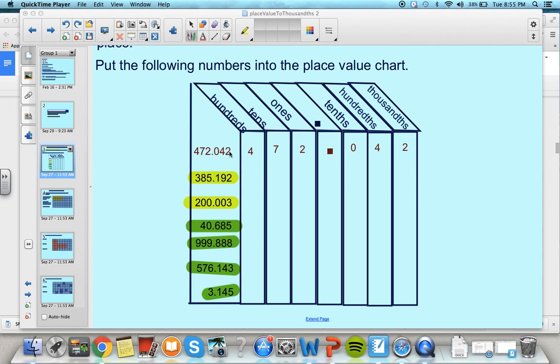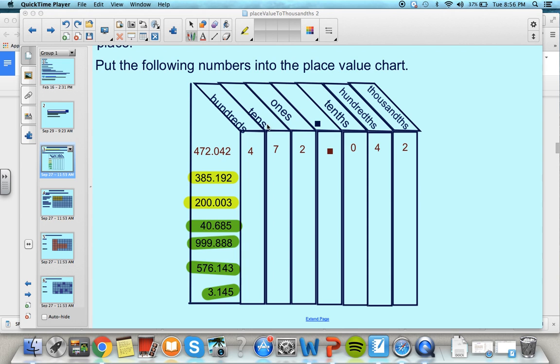Now, this red number here, 472 and 42 thousandths, has been placed into the place value chart for you to see. Does this 4 represent 4, 40, 400, 4,000? Think about that. This 4 represents 400.